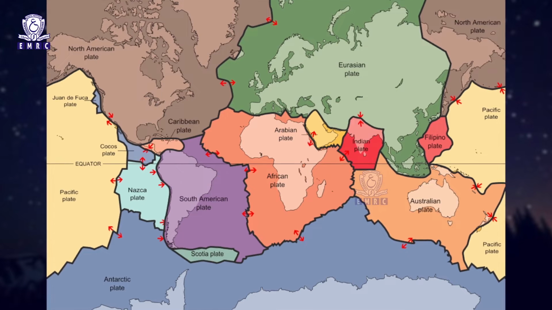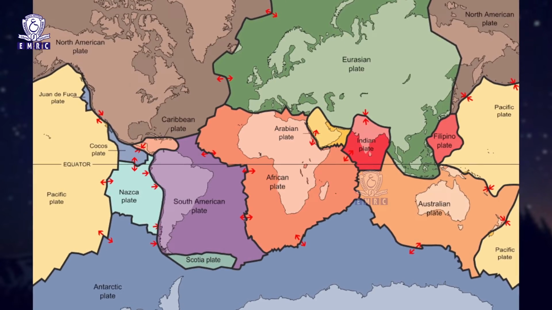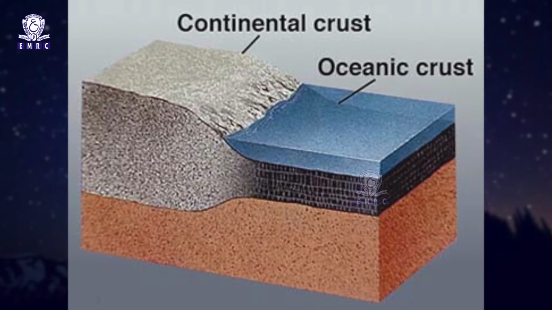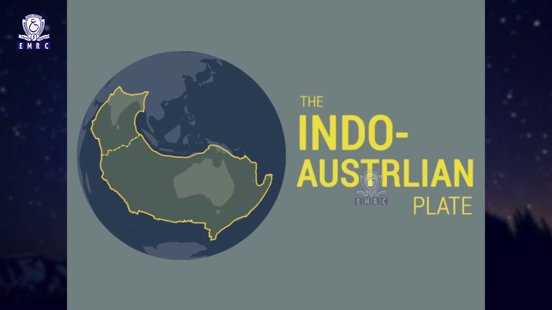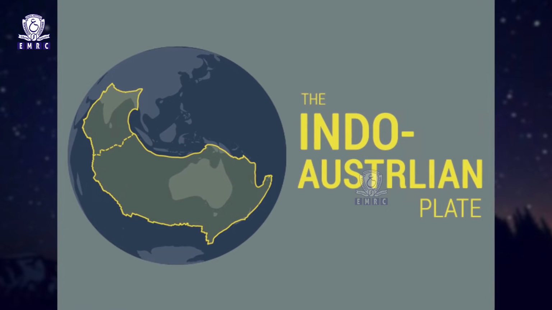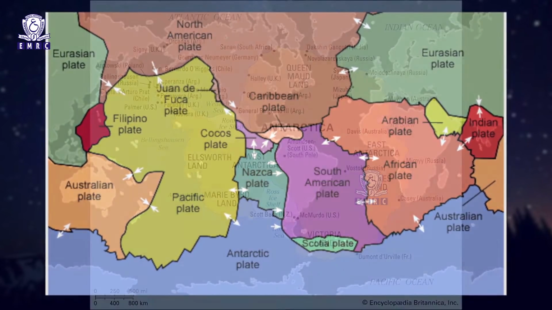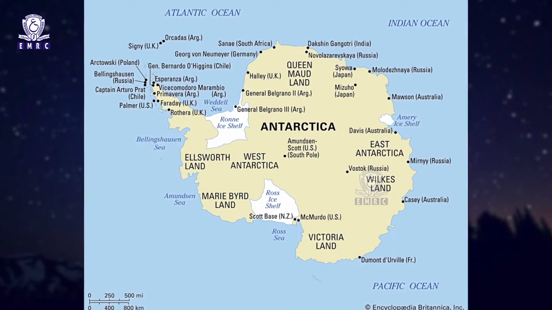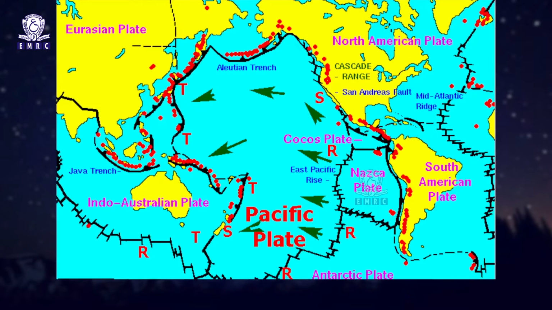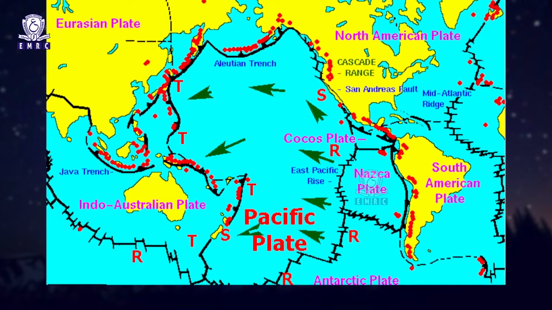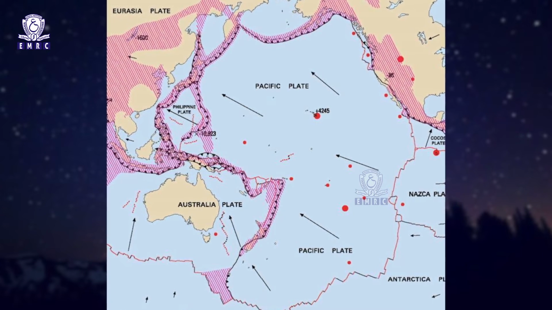Indo-Australian plate. This plate contains India and Australia and the western part of the Indian Ocean. This plate also is made up of continental and oceanic crust. Antarctic plate. This plate is similar to the Indo-Australian plate, that is, partly oceanic and partly continental in nature. It covers the continent of Antarctica and the surrounding ocean. Pacific plate. It is a purely oceanic plate. It is one of the largest plates, covering the entire Pacific Ocean.